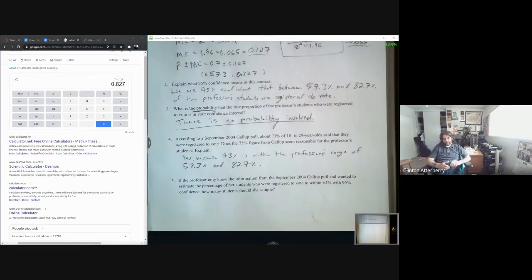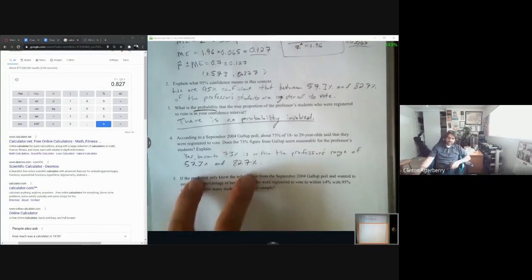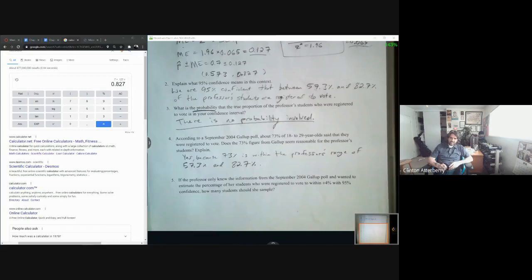registered to vote, which seems like those are college-age students. Okay, you don't know if they're undergraduate, graduate, doctoral students, so they might be, you know, from 18 to 29-year-olds is a majority of your college students. So does the 73% figure seem reasonable? Yeah, it's right in the middle there. Okay, it fits within that range. If it was outside of this range, then we would say the figure from Gallup does not seem reasonable.